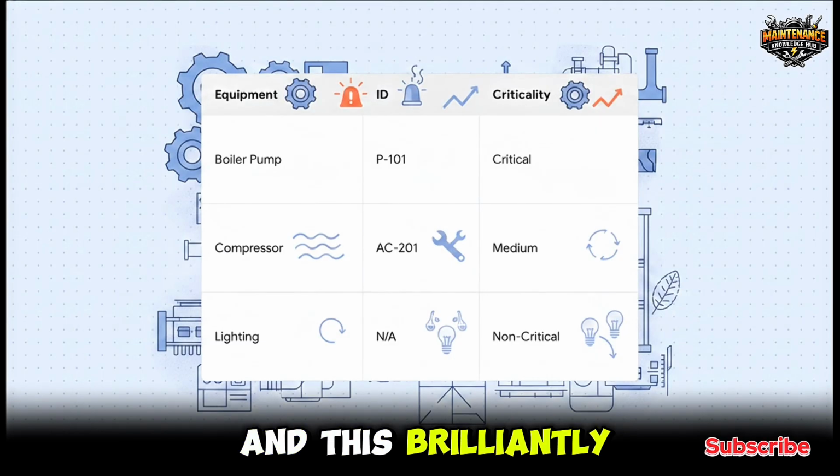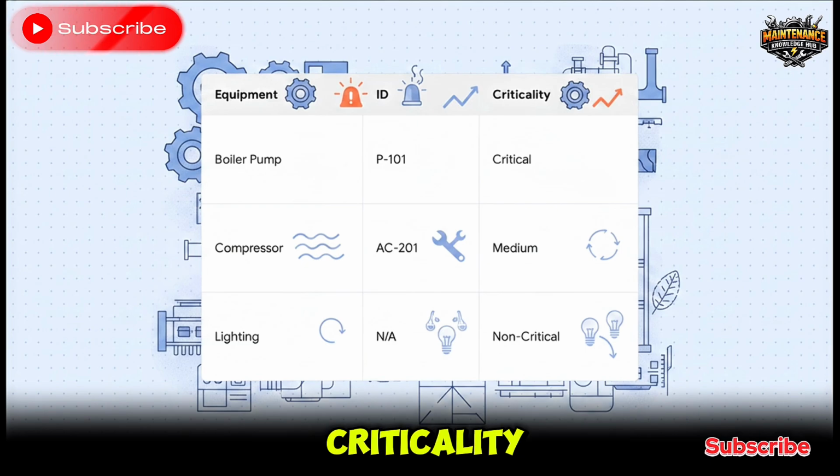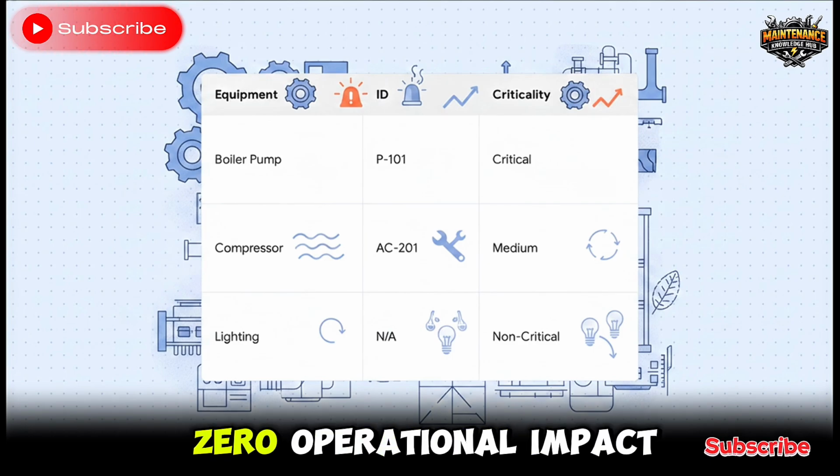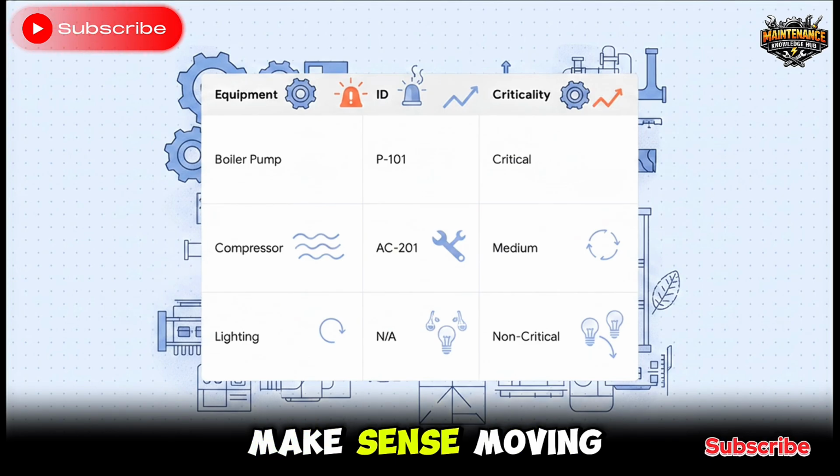And this brilliantly illustrates exactly why Step 2, classification, is so vital. Just look at the differences in criticality. A boiler feed pump is marked critical. If that specific pump fails, your production shuts down entirely, or worse, you've got a severe safety risk on your hands. Now compare that to the office lighting at the bottom, marked non-critical. If a light bulb goes out in the hallway, it has almost zero operational impact, right? You simply cannot afford to spend the same amount of time and resources maintaining a light bulb as you do a critical piece of machinery. It just doesn't make sense.